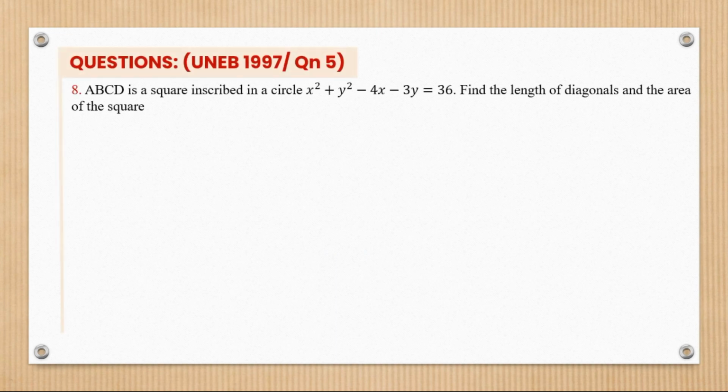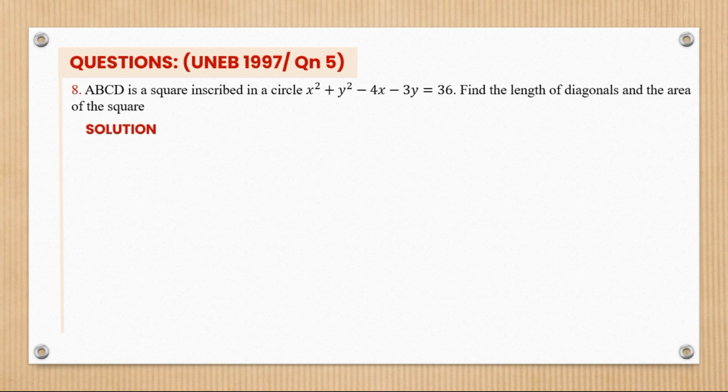Question 8 is a question from UNEB 1997, and this was question 5. I'm being told that ABCD is a square inscribed in a circle, x squared plus y squared minus 4x minus 3y is equal to 36. Find the length of the diagonals and the area of the square.